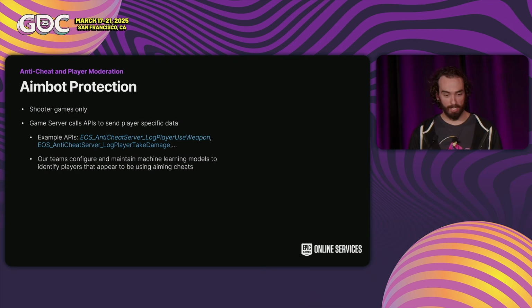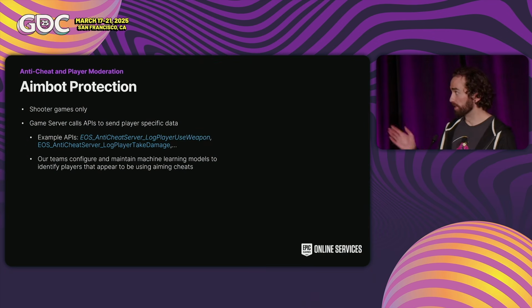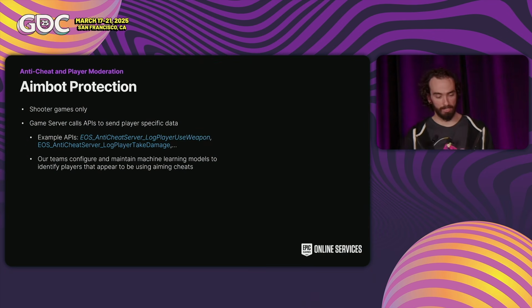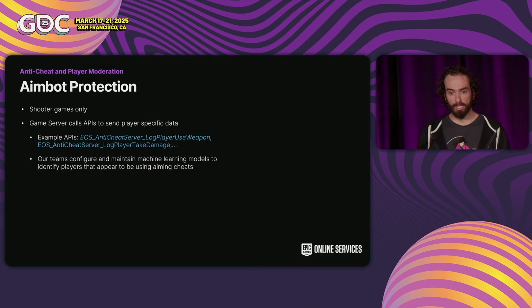The last feature: aimbot protection, for shooter games only. The way this works is your game server will send data to our backend. The APIs are publicly available in the EOS documentation. You'll need to send player-specific data, for example, which weapon the player is using, when a player takes damage, etc. This data is sent to our backend, and our analyst team maintains machine learning models to detect players that are using aim-assisting cheats.